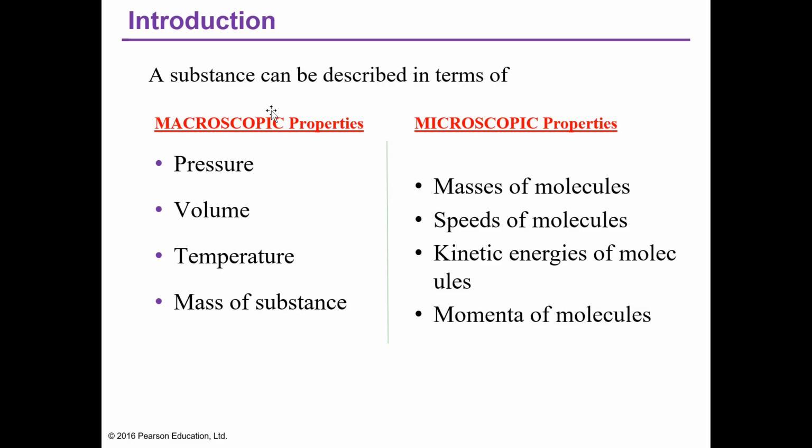By the way, these are the macroscopic properties. We have pressure, volume, temperature, and mass of the substance or amount of the substance. And for the microscopic properties natay, masses, speed, kinetic energies, momenta of individual molecules. So basically, at the end of this video, we will relate macroscopic properties like pressure, temperature to its microscopic properties like kinetic energy, speeds, and so on.